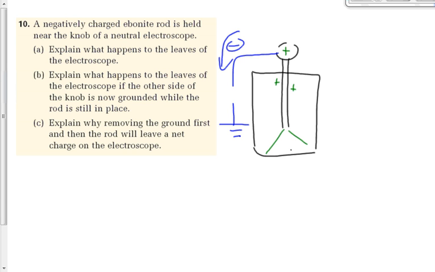Without the grounding wire, they can't go back and redistribute, right? Because the electrons, or at least a preponderance of the electrons, have been driven down into the ground. Now they can't come back up. They'd like to come back up, but they can't, because there's no path for them to go up. Make sense?